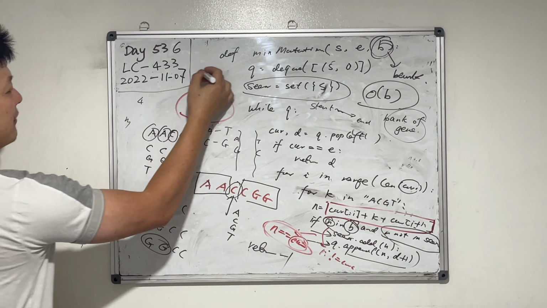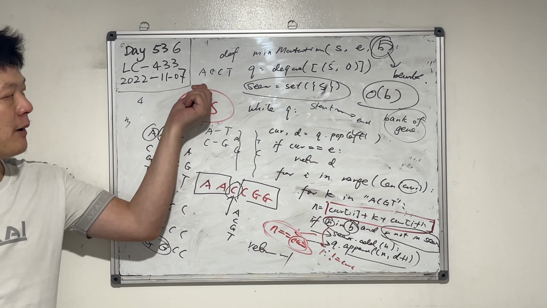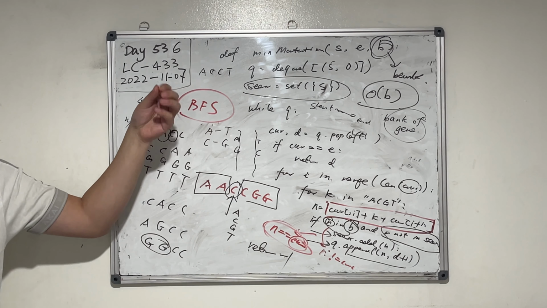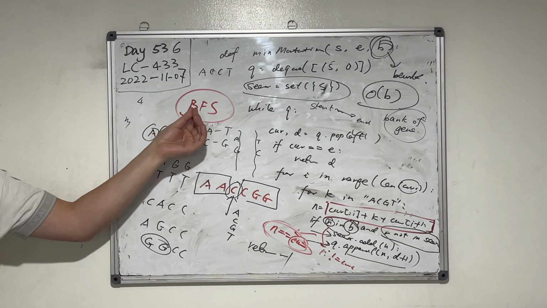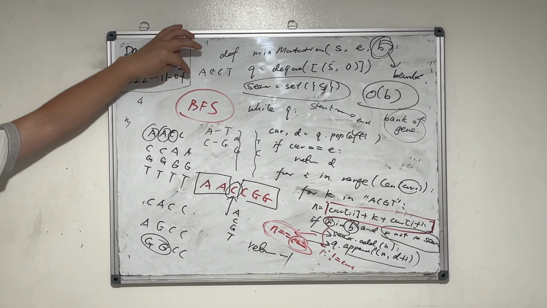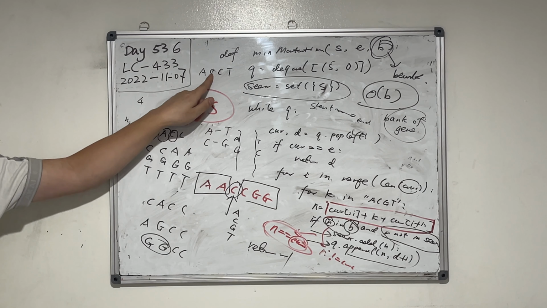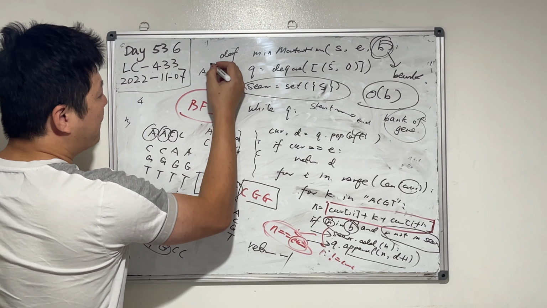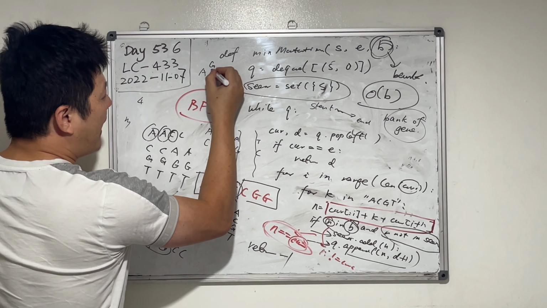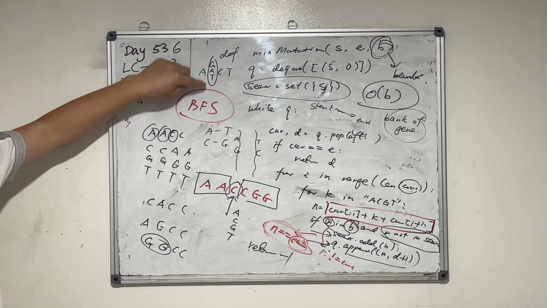So one mutation, for example, ACCT. Mutation is the opposite of immutable. Immutable can't change. Mutation means change, a slight change. So we pick one gene and then we can change it to the other 3 types. For example, if we pick this C, we have GAT. So we can change the second gene to all 3 other types.